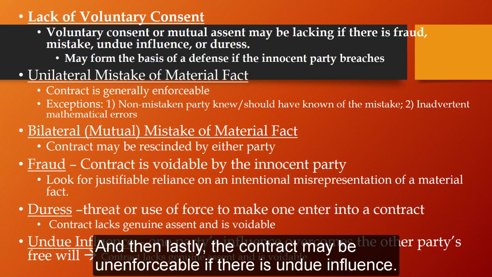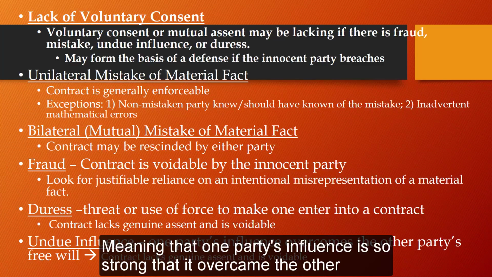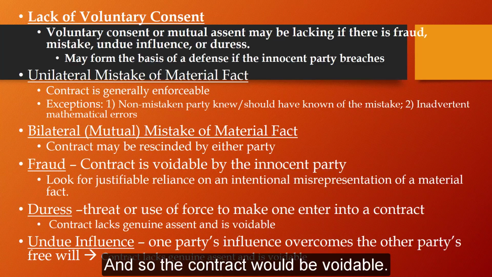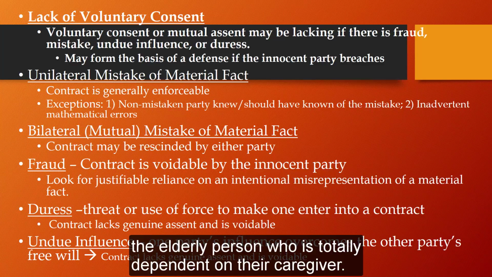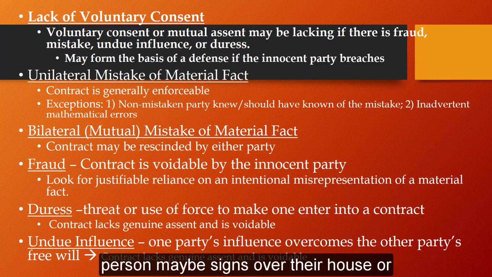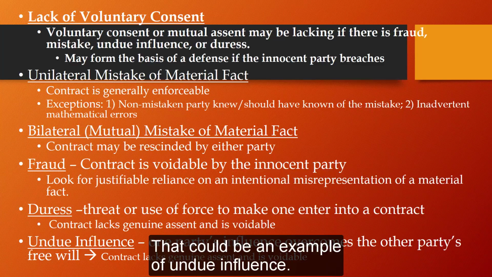And then lastly, the contract may be unenforceable if there is undue influence, meaning that one party's influence was so strong that it overcame the other party's free will, and so there really wasn't an agreement there, and the contract would be voidable. A situation where this undue influence might come up would be an elderly person who is totally dependent on their caregiver, and their caregiver influences them to the point that the elderly person signs over their house or something to their caregiver instead of passing it on to their children. That could be an example of undue influence.